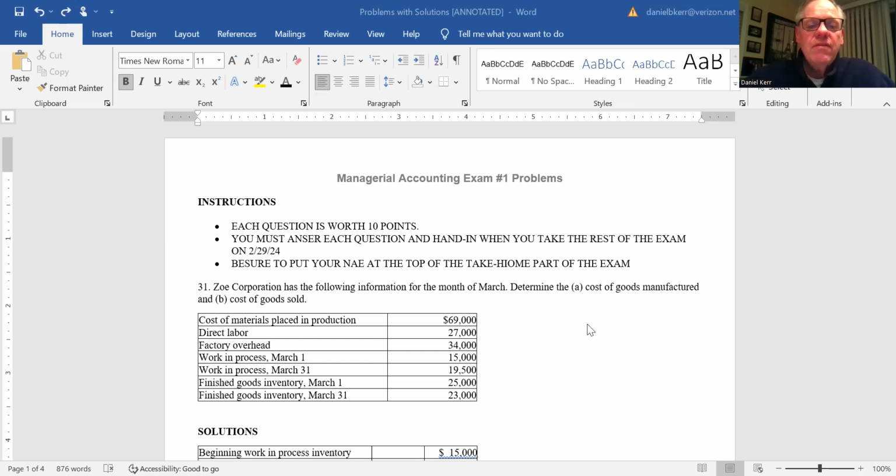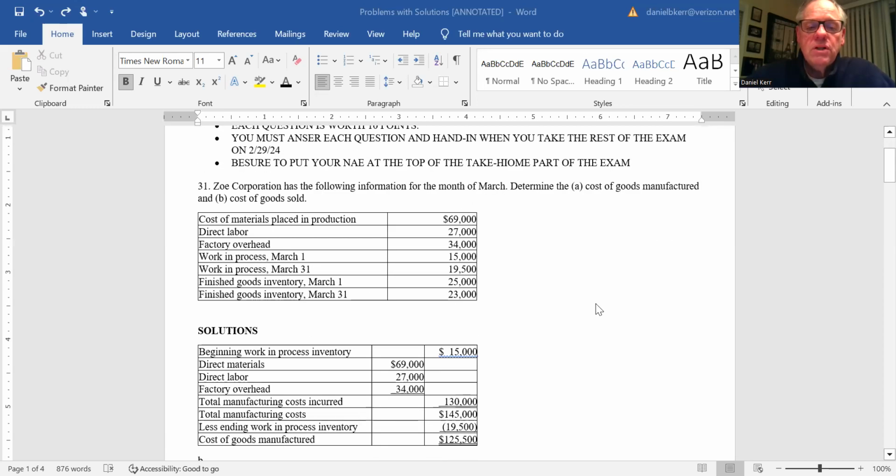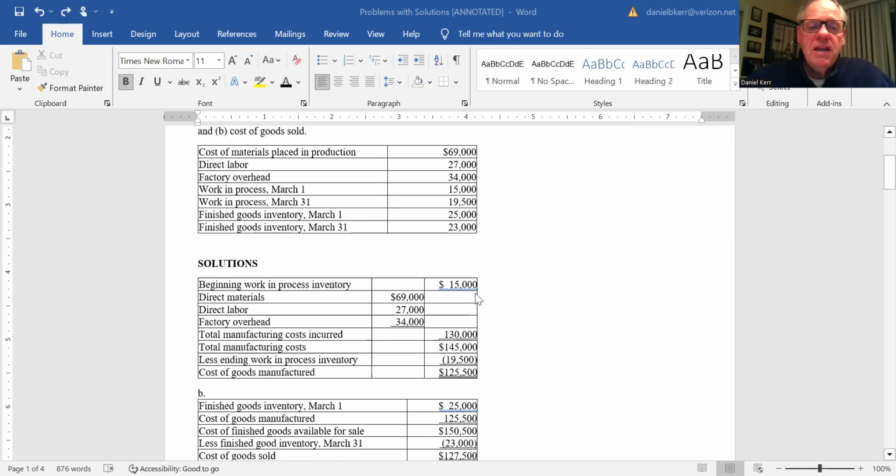So the first one that we've got here, they've given us all sorts of information. And on the basis of this information, they want you to come up with a cost of goods manufactured and a cost of goods sold. So cost of goods manufactured would be the beginning inventory of work in process, plus all the materials, the labor, and the overhead. That gives you the total manufacturing costs incurred. You add that to the beginning work in process inventory. That gives you the total manufacturing costs.